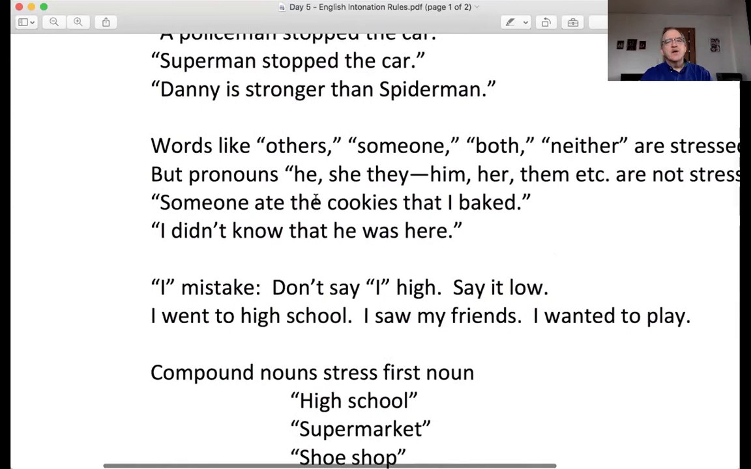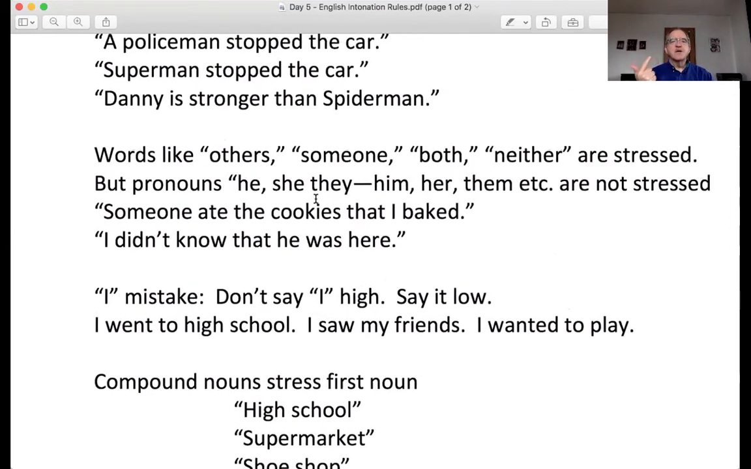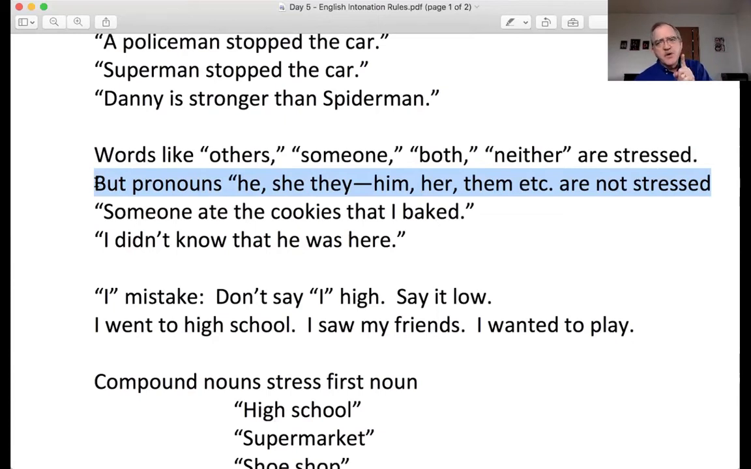All right. Words like others, someone, both, and neither are stressed. These are a type of pronoun, but they're usually very important. But pronouns like he, she, they, him, her, them are not stressed. This is a key point, and you'll be graded on this on a test. This is one of the biggest points for many of you students. Many of my students, especially Japanese students, make big mistakes with he, she, and they.